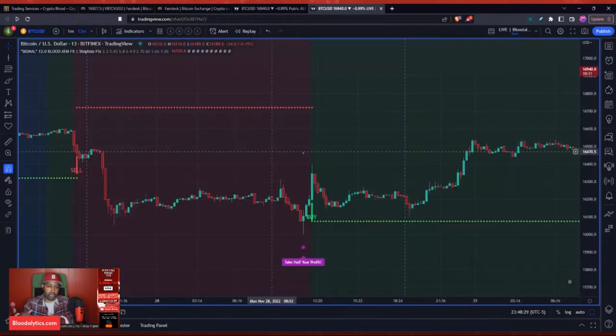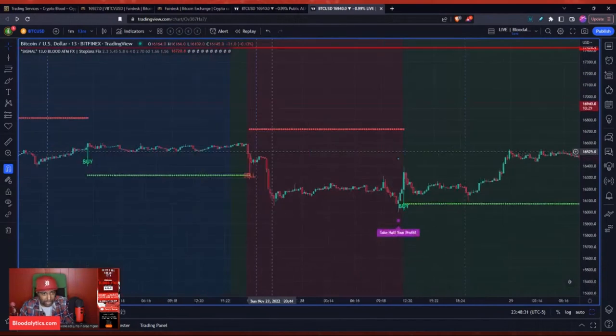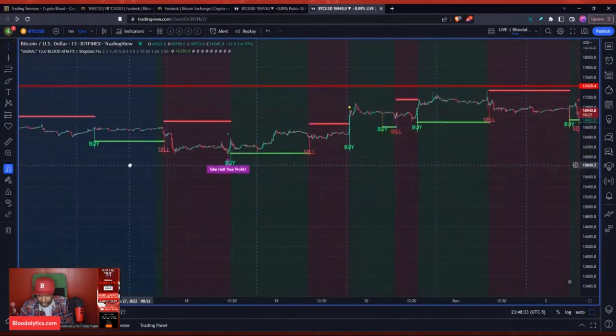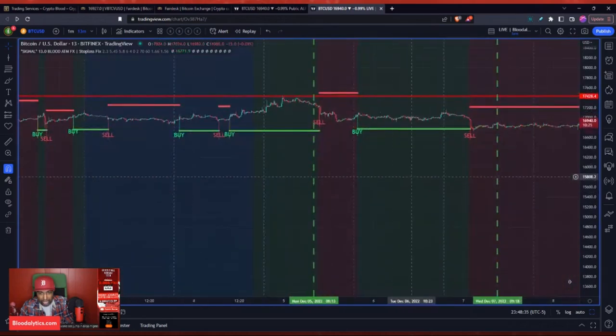Again, every additional point counts. So it adds up over time. It definitely adds up over time. So keep that in mind.